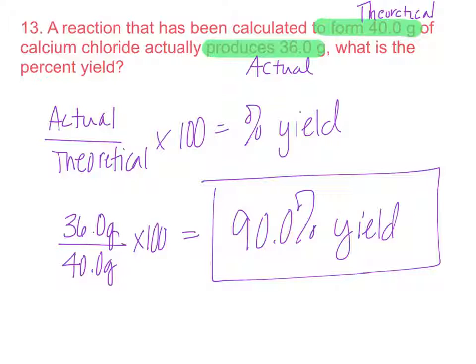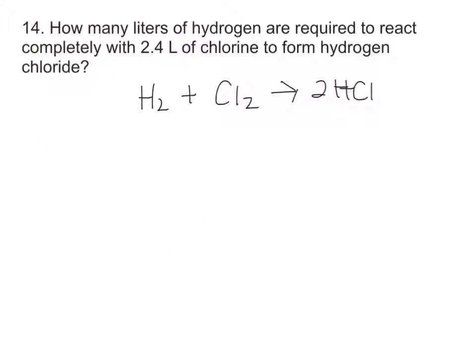Okay, so when I read this problem, I want to notice that it said a reaction that has been calculated to form 40 grams. So if it's forming it and it calculated it, that's going to be your theoretical yield of calcium chloride. It actually produced 36 grams. So that's going to be your actual yield. And it wants to know what is the percent yield. So we're going to use that formula, actual over theoretical times 100. So when we plug those numbers in, we should get 90.0%.